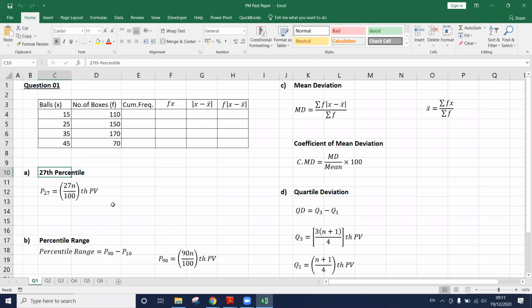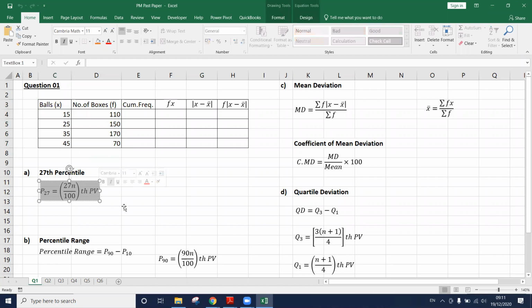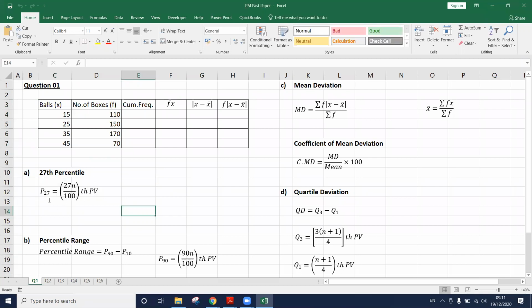So this is the first thing we need to calculate: the 27th percentile. And I hope you can remember these formulas. For the percentile, if it is the 27th percentile, this is the formula we are going to use: 27 into n over 100 is the positional value.